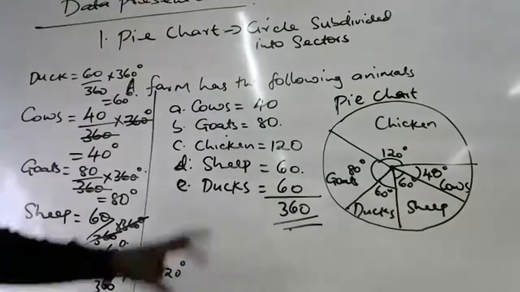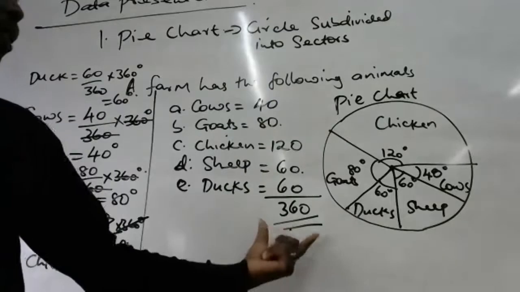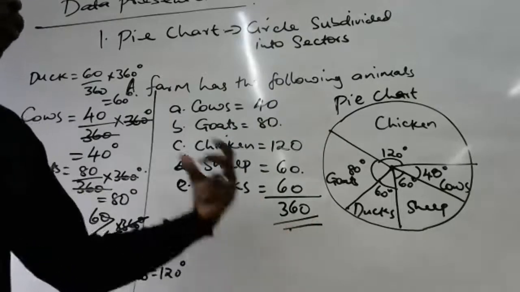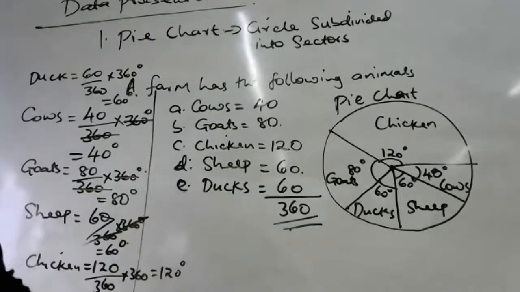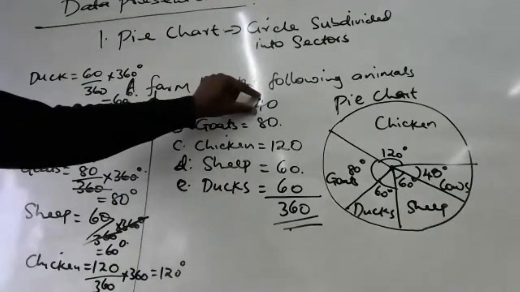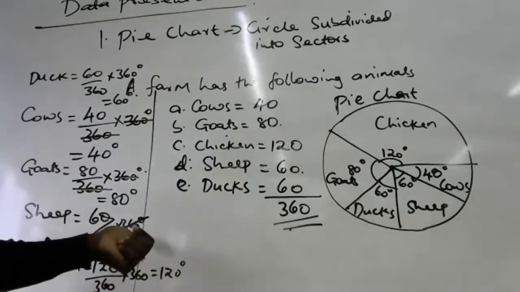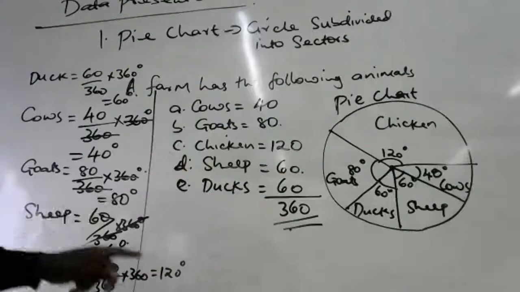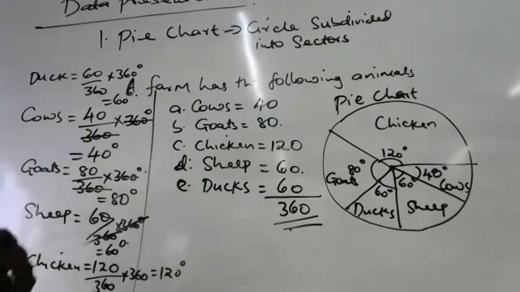So when you want to get a pie chart, first of all, you must get the total. Then you convert the individual values that you have into degrees, which is the value of each divided by the total, multiplied by 360 degrees. So you get the number of degrees each of those particular items is representing.